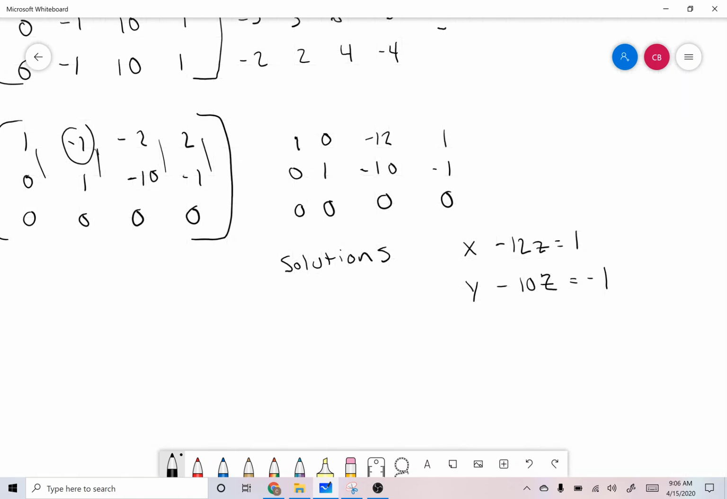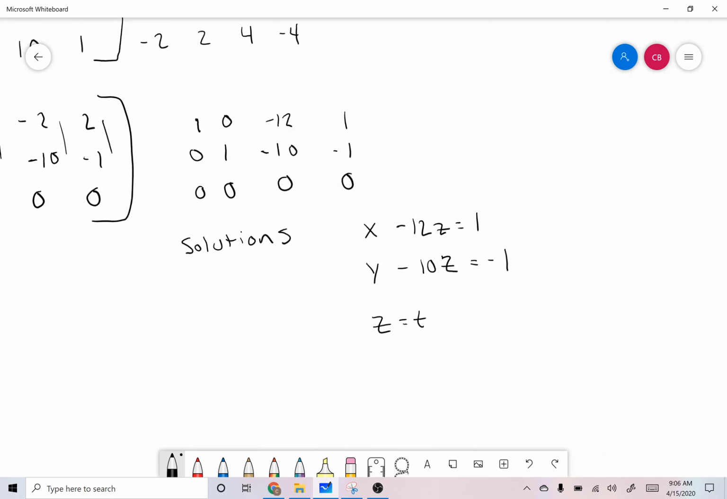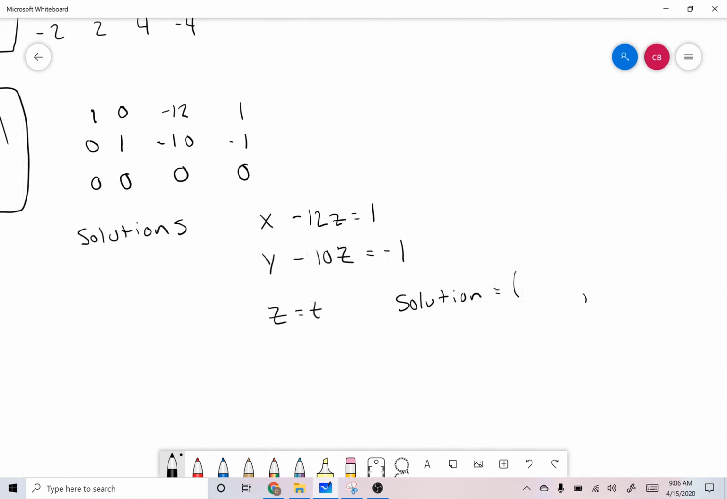Okay, now it's in our best interest to choose z as the free variable here, because if we choose y, we won't be able to write x and z in terms of y. And if we choose x, the same thing will happen with y and z. So let's say z is equal to t. So our solution is going to be anything that is of the form y minus 10t is equal to -1. So this is going to be y is equal to 10t minus 1.